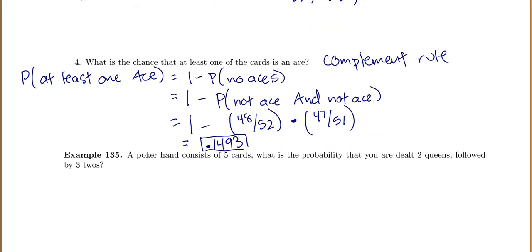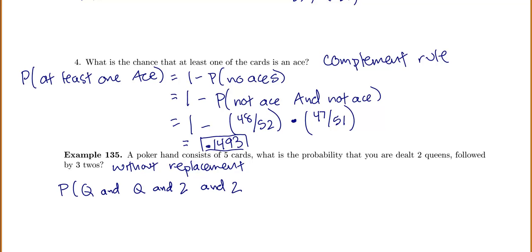For our next example, a poker hand consists of 5 cards. What is the probability that you are dealt 2 queens followed by 3 twos? Now, by default, anytime you're playing with cards, you're going to be doing it without replacement. Because if you want to have 5 cards in your hand, obviously you're not putting 1 card back before you draw another one. So we want to get a queen, and then a queen, and then a 2, and then a 2, and then a 2. And because those are ands, we're going to be multiplying.